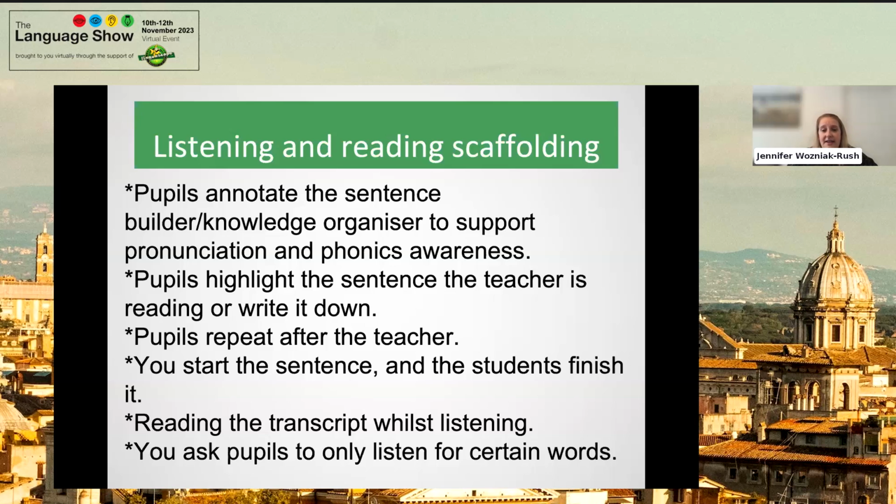When we do listening activities, we don't always have to use the listening without the transcript. The transcript can be a really good scaffold to help the pupils and build that confidence. You could also ask pupils to only listen for certain words, which could be a scaffold. But as I said earlier, once the pupils are able to complete or master the task, the scaffolding needs to be gradually removed, and then the responsibility of learning shifts from the teacher to the pupil, and it's essential to remove that scaffolding at some point.